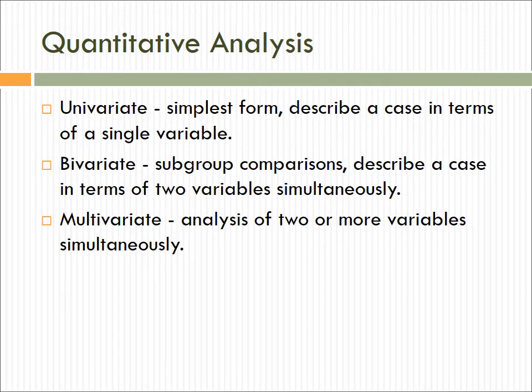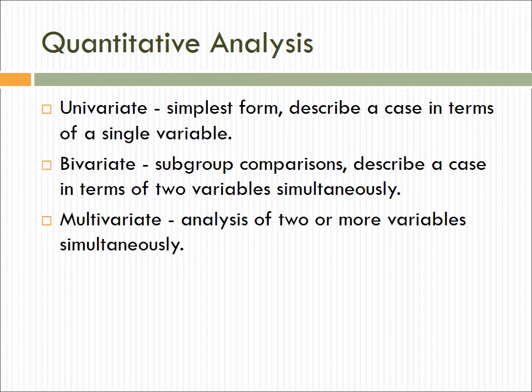Previously, we have done univariate analysis, which is the simplest form, describing a case in terms of a single variable. This has been measures of central tendency, which are mean, median, and mode, or measures of dispersion, such as range, IQR, variance, and standard deviation. The analysis for univariate is very simple. It's only one variable, so it's only going to be like gender, or race, or poll hit.